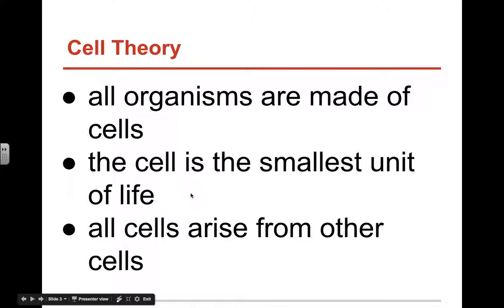Second part of the cell theory is that the cell is the smallest unit of life. Yes, there are things inside a cell. Yes, there are things even smaller than that, right? Atoms, there's things smaller than atoms. Those things are not considered a unit of life, right? A cell can function on its own by itself as a living organism. Atoms cannot do that, right? Certain inside parts of the cell cannot function by themselves. They need other parts of the cell in order to work, right? So the cell is the smallest unit of life.